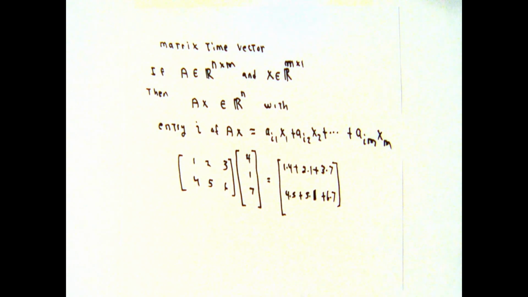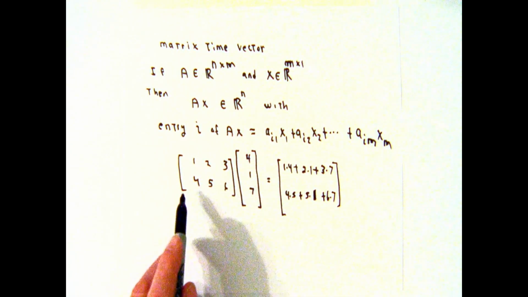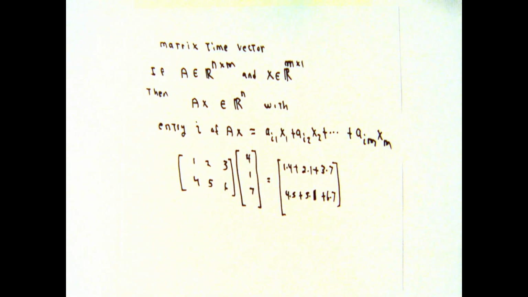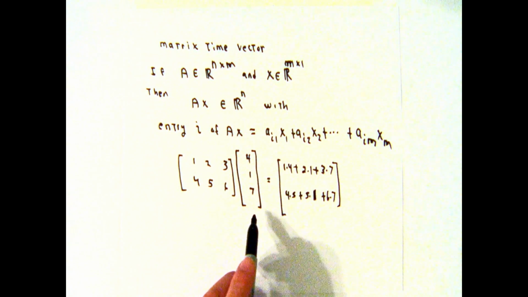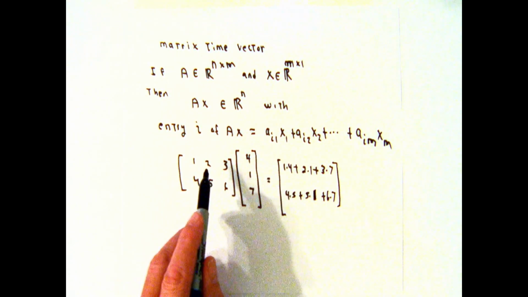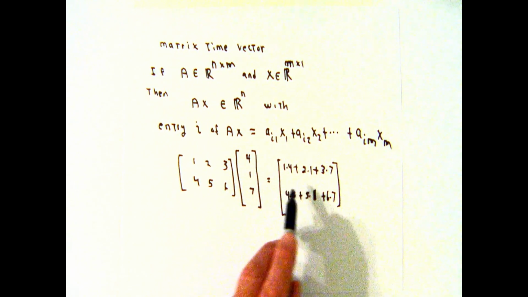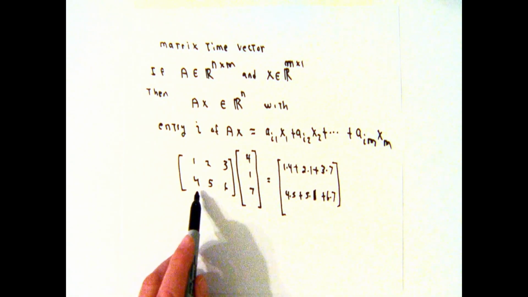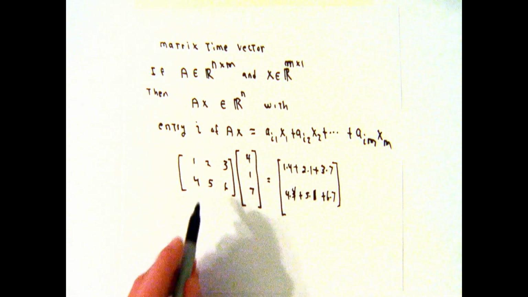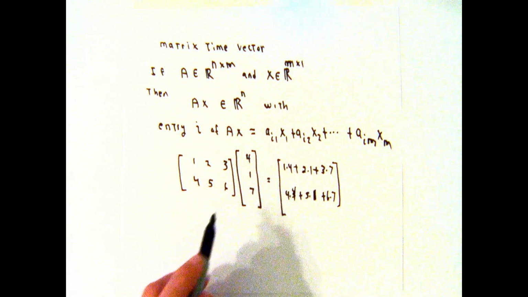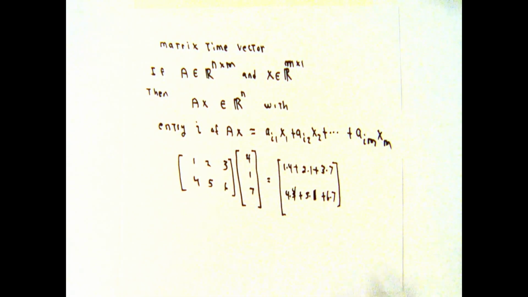I'll think about the answer, which is going to have two numbers in it, because I have two rows. To get the number that's in the first position, I'll look at the first row and the column of numbers that I have. 1 times 4, 2 times 1, 3 times 7, add them up. 4 times 4 plus 5 times 1 plus 6 times 7 for the second one. I'm not interested in simplifying the arithmetic, I'm just interested in the pattern.